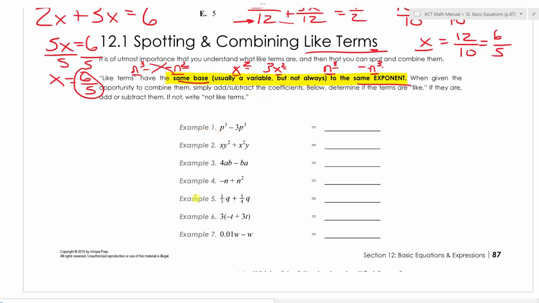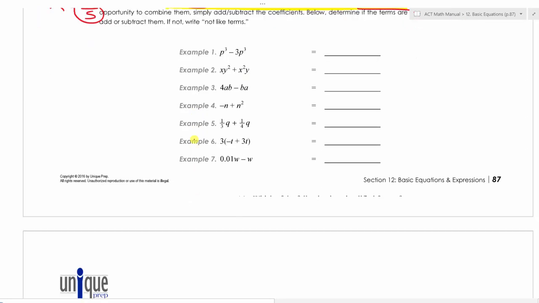So you might want to run through examples 1 through 7. Some of these are going to be difficult for certain students. Others should be pretty straightforward. Go ahead and run through them right now. Pause the video and then come back and join us.